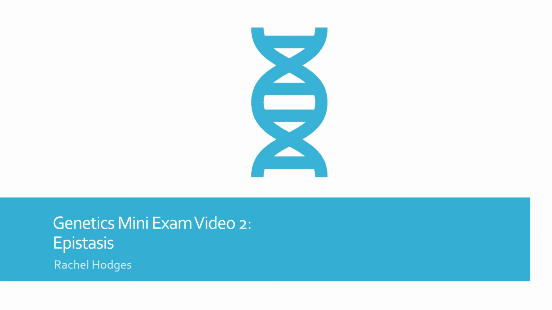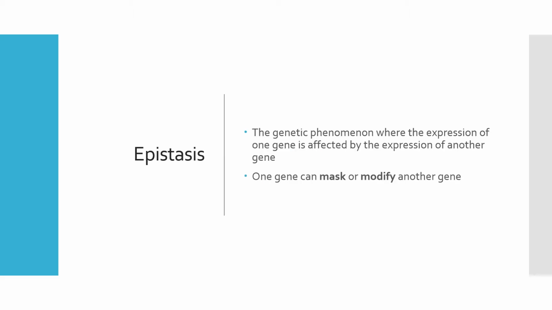For my genetics exam video number 2, I'm going to be discussing the topic of epistasis. Explaining epistasis in the simplest terms in genetics, it is where the expression of one gene is going to affect the expression of another gene. So essentially, one gene can mask or modify another gene whenever it is present.